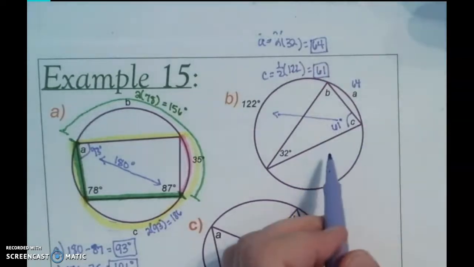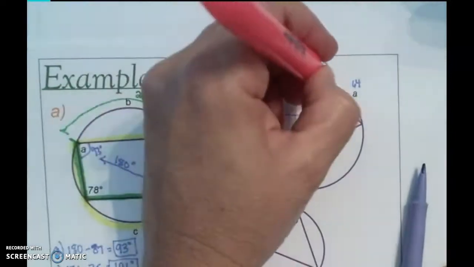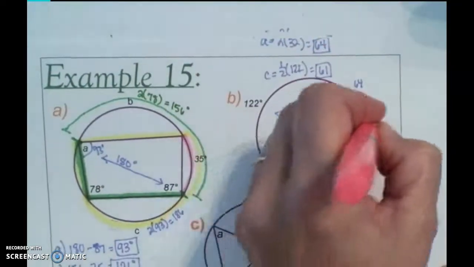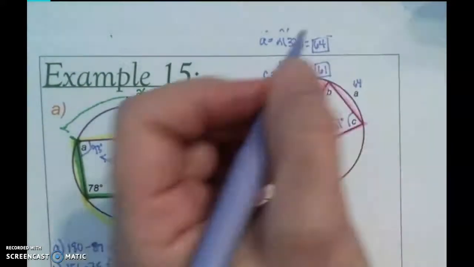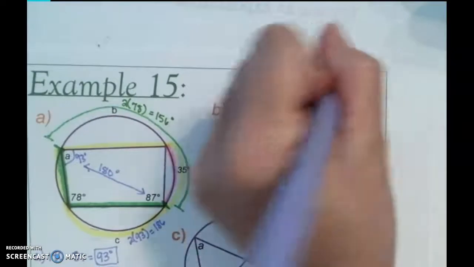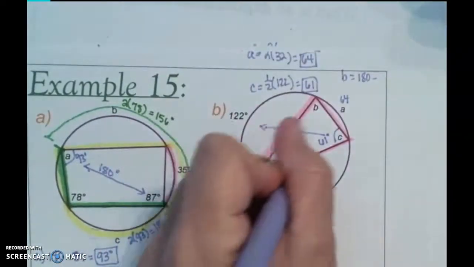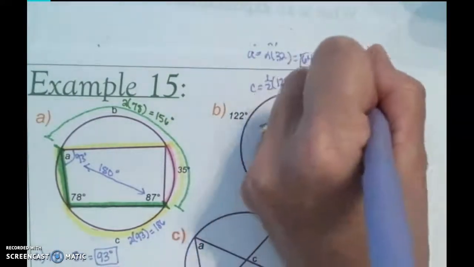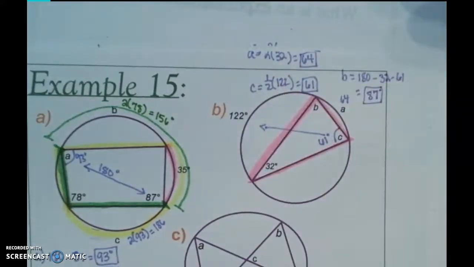Label your picture as you go. So now if you look at your triangle, 180 degrees in our triangle, I now know 2 angles. So to find B, I'm going to say 180 minus the 32 minus the 61 to give me 87 degrees for angle B.